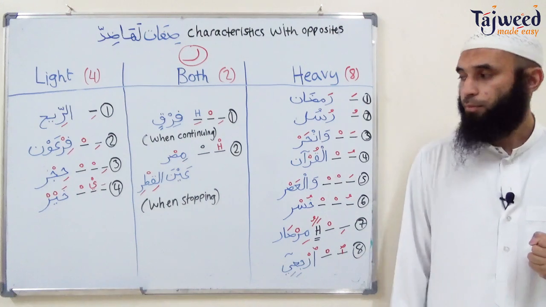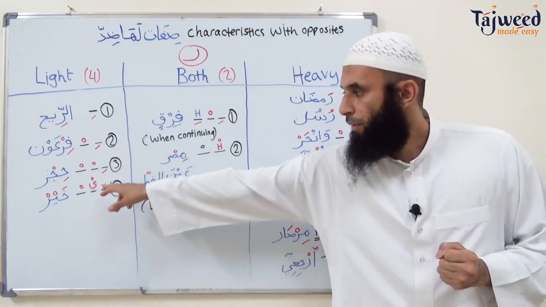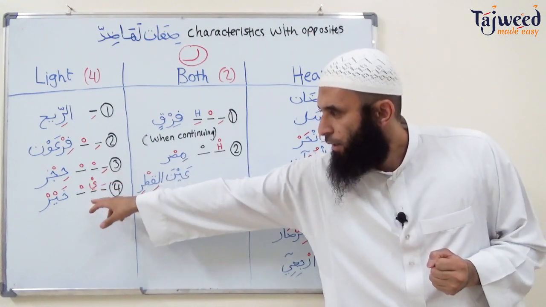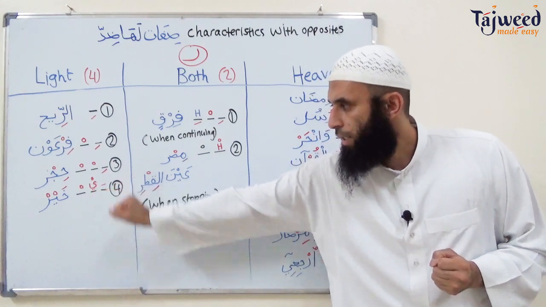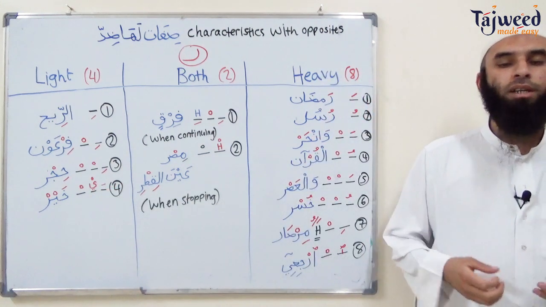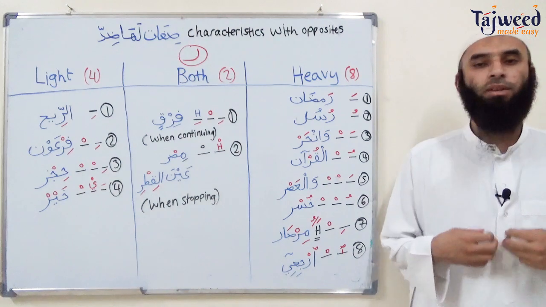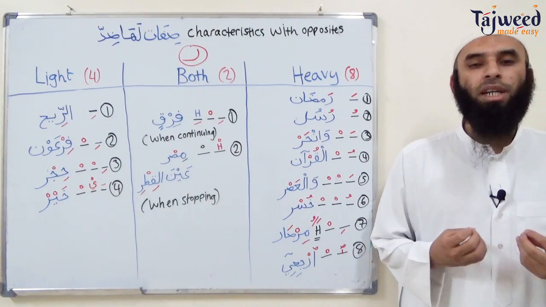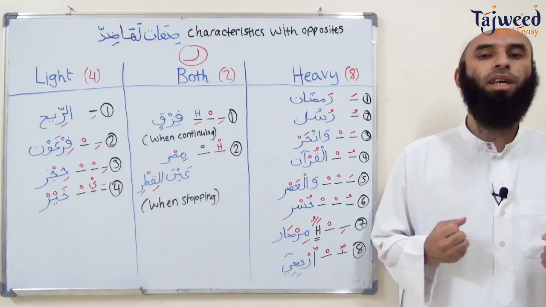Situation number 4. If ra has a sukun, and the previous letter to that is a ya sakina, and previous to that is a letter that has a fatha, like the word khair or dair, we pronounce the ra in a light manner. Khair, dair, and so on.